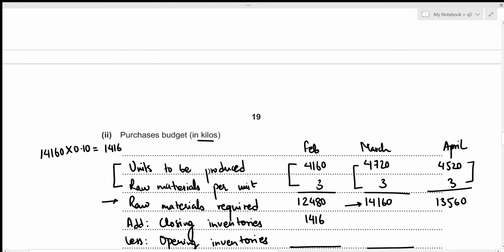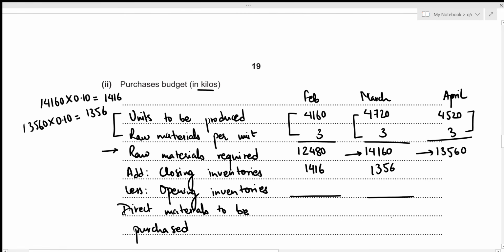Now we can figure out the closing inventories for the month of March. That is just going to be 10% of the raw materials required in the month of April. Let's figure it out. That's 13,560 times 10%, which results in the value of 1,356. Alright, now we need to subtract the opening inventories.